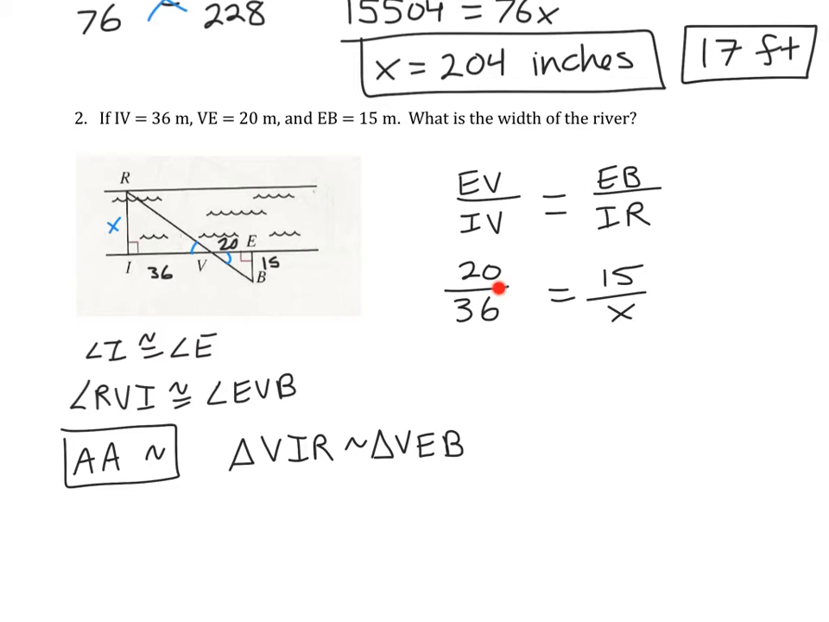So here you might notice that both of these numbers are divisible by 4. So if I divide 20 by 4, I get 5. If I divide 36 by 4, I get 9. So now when I go to cross multiply, my numbers are a little bit smaller. Again, it's not something that you have to do, but it might make your job easier. So if we cross multiply, we get 5x equals 135, which means x equals 27. So the width of the river is 27 meters.